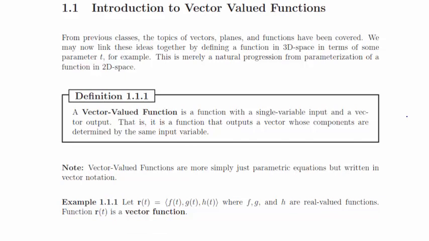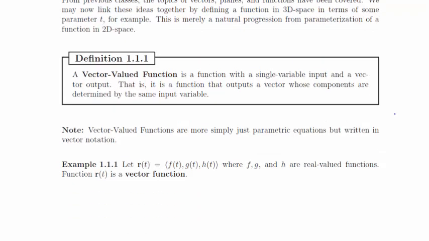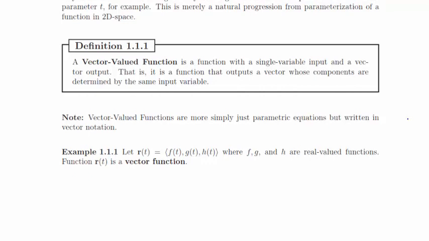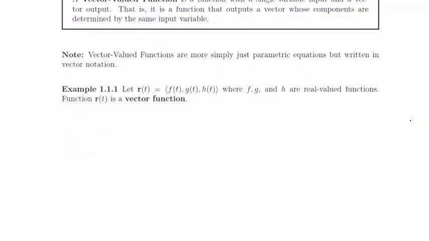So we're going to look at an example here in just a second. Let's do a formal definition real quick. Definition 1.1.1. A vector valued function is a function with a single variable input and a vector output. That is, it is a function that outputs a vector whose components are determined by the same input variable. So note, vector valued functions are more simply just parametric equations but written in vector notation. We're going to take a look at all of this in this example right here.